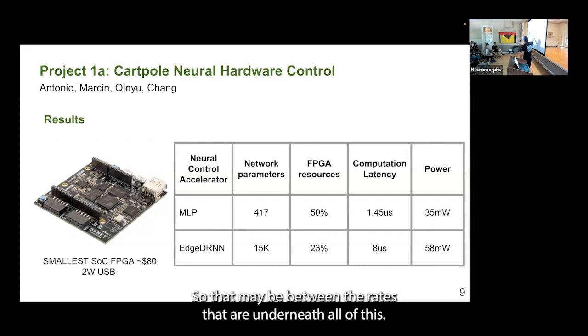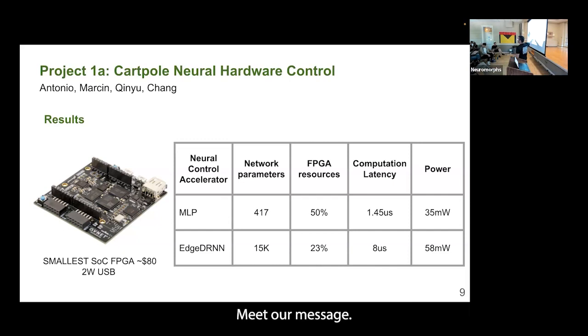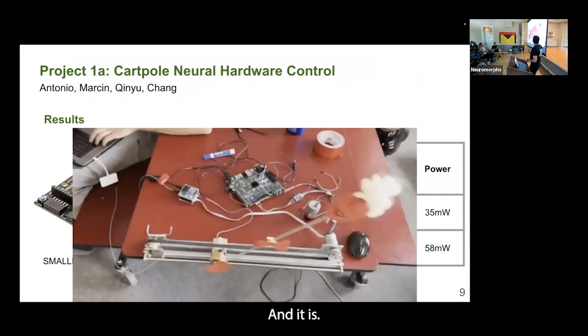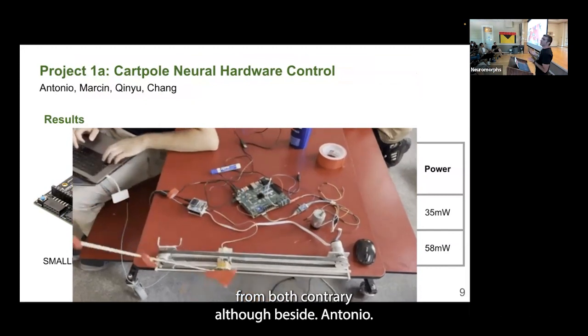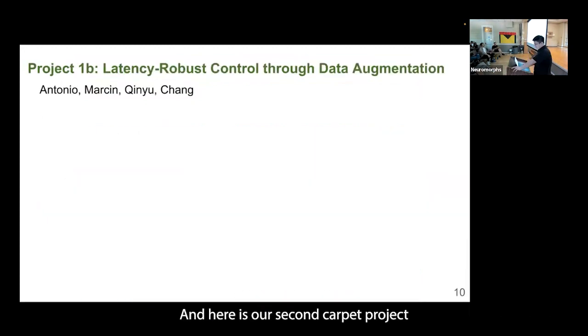The main difference between the MLP and the Delta RNN is that all of the parameters in that version are hard-coded during the synthesis, so you cannot change the parameters of the network. But in the accelerator, we can change all the parameters of our network from the PS. And that's it. The behavior of the robot from both controllers is almost the same. Thank you, Antonio.